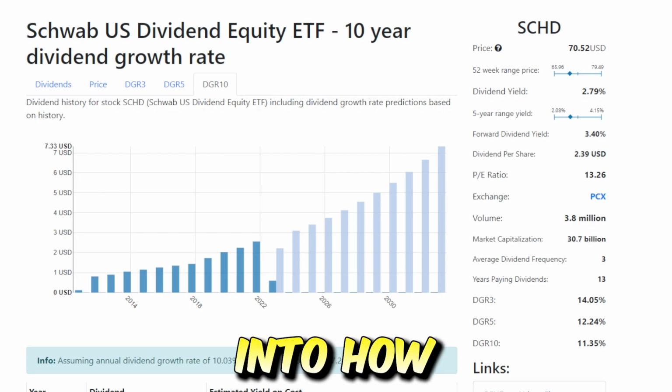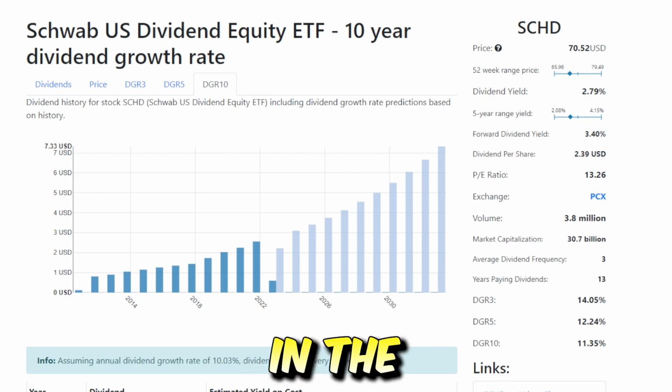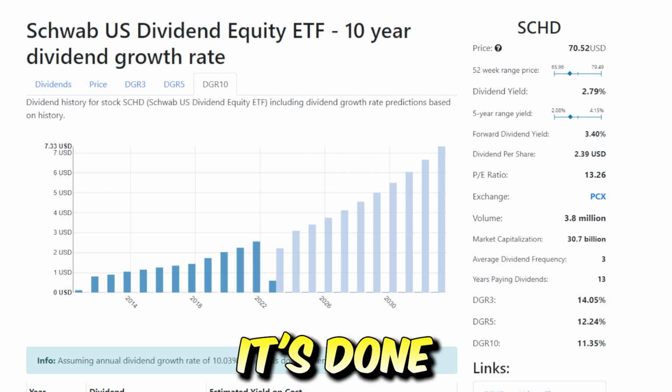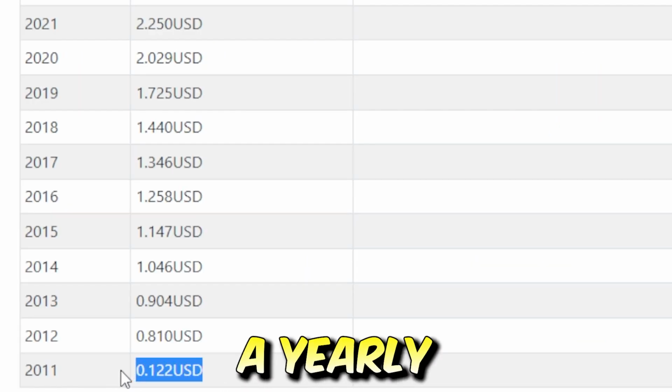Now, this right here is a predictive model of the SCHD ETF over the next 10 years. But before we go into how SCHD could perform in the future, let's go through the past and see how it's done. So these dividend payouts are on a yearly basis. In 2011, SCHD paid around 12 cents USD for that year. 2012, SCHD paid 81 cents. 2013, it paid 90 cents.